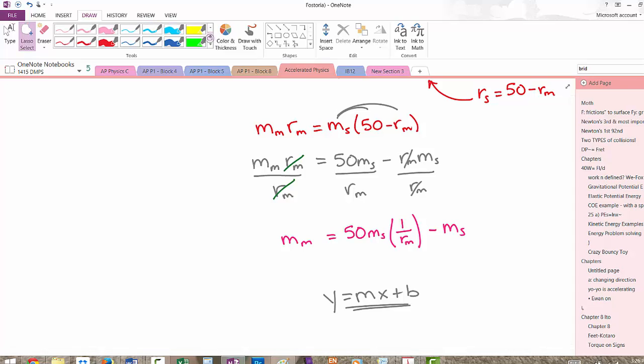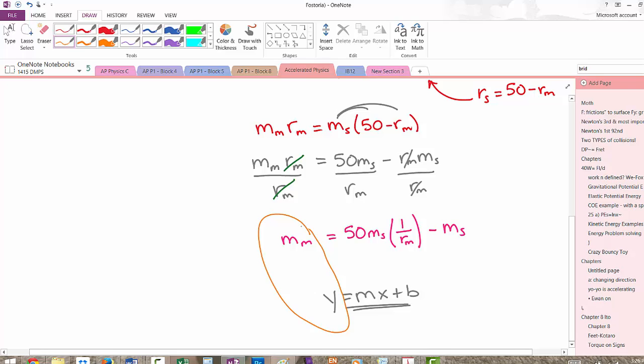Take a look at what we've got now. This is pretty cool. M sub m is like my y. Okay, it's the thing that's all by itself. Negative m sub s is like my b. My y-intercept is not going to be 0. I measured r sub m. That's going to be my x value. And the slope of the line that I graph will be 50 times m sub s.